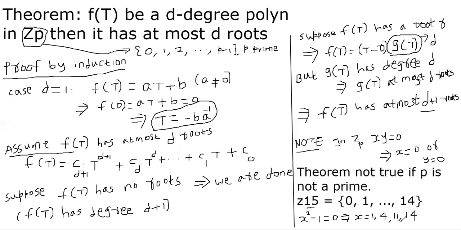And 11 squared is 121. 121 is the same as 1 in mod 15, so you get a 0 there. And 14 squared is 196. 196 minus 1 is 195, which is also 0 in mod 15. So we get 4 roots, even though the degree of the polynomial is only 2. So just be aware that this theorem is not true if the number p is not a prime number.